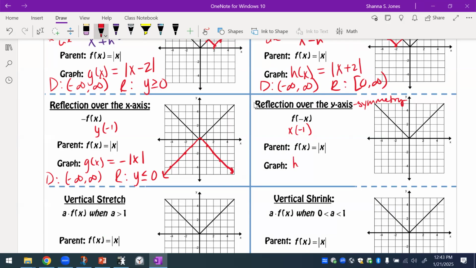So when we graph h of x equals absolute value of negative x, it still is going to remain the same. And even though I'm tracing lines, you'd think I would be able to make them straight, but I wasn't. Okay? Thank you, thank you. So the domain is negative infinity to positive infinity, and the range is 0 to positive infinity.